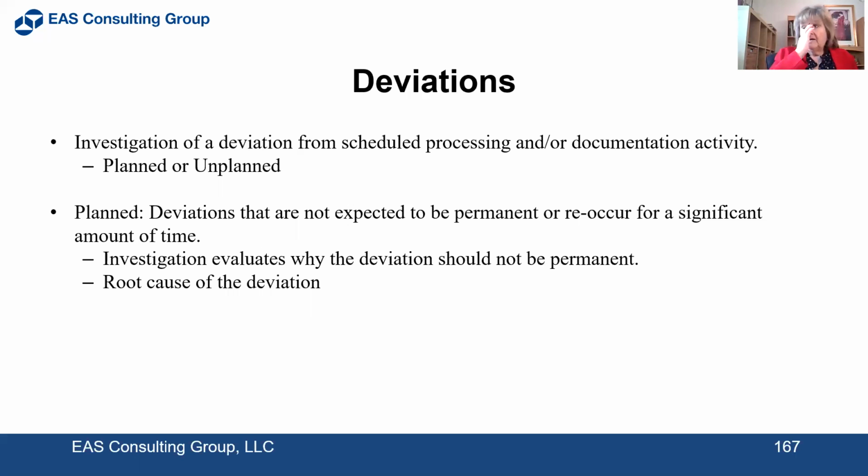An example of that would be if you were manufacturing or even doing something in the lab, and the material that you were accustomed to using wasn't available. They were out of stock, and it would be out of stock for a month. So you use something else. So you plan on that deviation happening. You know it's going to. Your investigation evaluates why the deviation should not be permanent and then what is the root cause of the deviation.